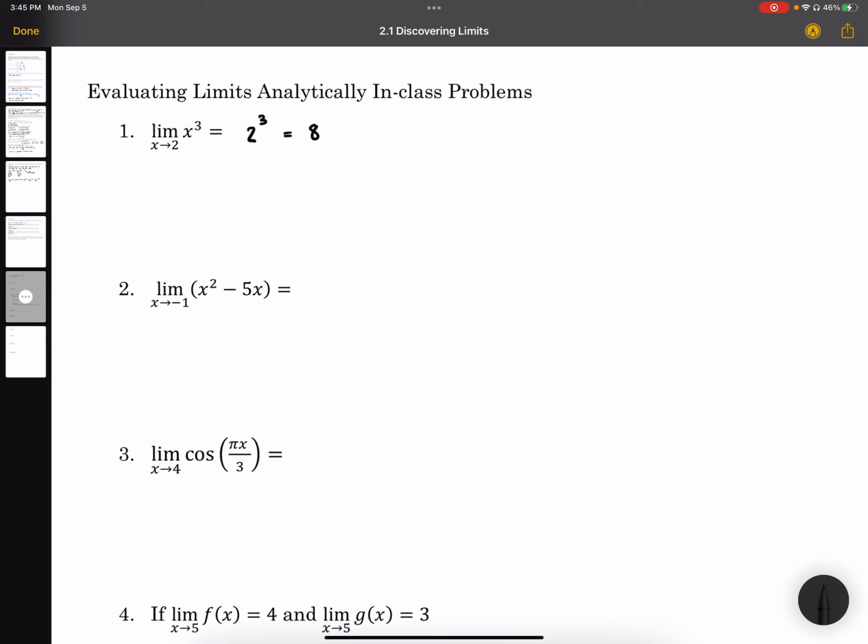For number 2, we have the limit when x approaches -1. Again, we just try to substitute in -1 and see what happens. So we get (-1) squared minus 5 times -1. That's going to be 1 plus 5, which equals 6. So that is the limit.